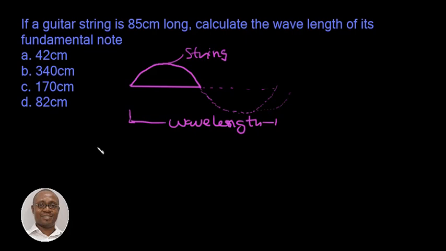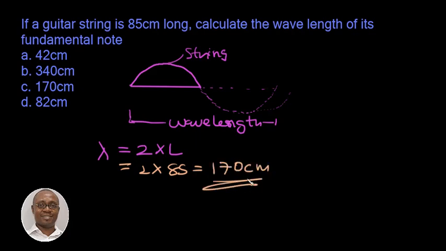So to calculate the wavelength, we simply multiply the length of the string by 2, and this is going to give us 2 times 85 centimeter, and that will give us 170 centimeter. So this is the wavelength. So the answer option C is the right answer.